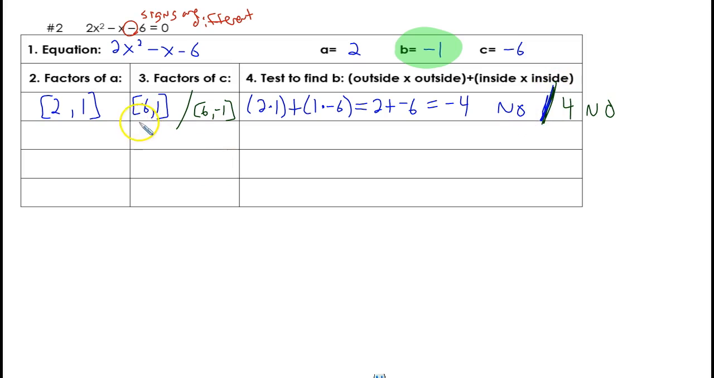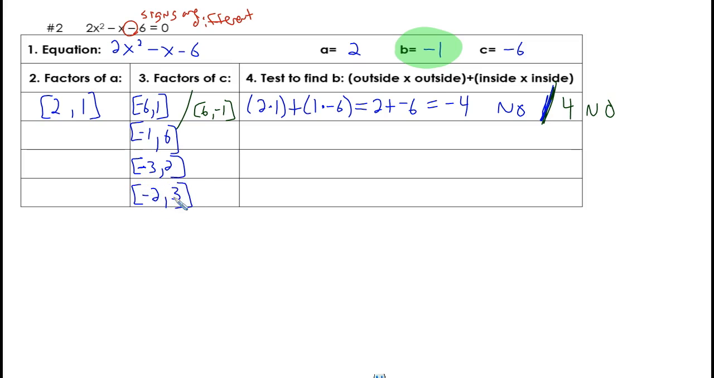So let's look at our next factors of C. Actually, I should have listed these factors of C out. So we remember, once you find negative 6 and 1, you change the order. So we'll do negative 1 and 6. And of course, 3 and 2, so negative 3 times 2. And we switch the order to get negative 2 and 3.